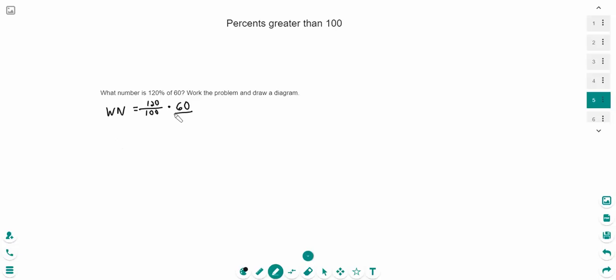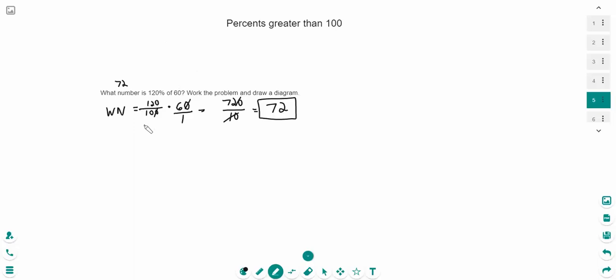We can actually cross-cancel a little bit here. These zeros could go away, right? And we have 120 times 6. And what's that going to be? 720. And then that's all over 10. Which is nice because then these will cross out and we are left with 72. So 72, if I just replace that up here for the what number, 72 is 120% of 60.